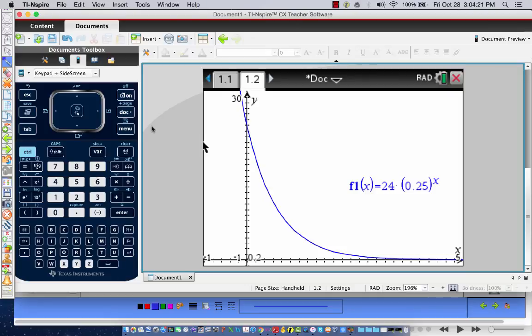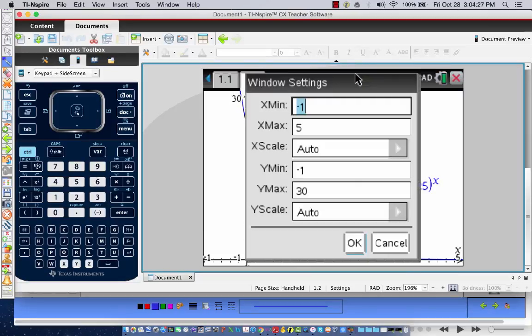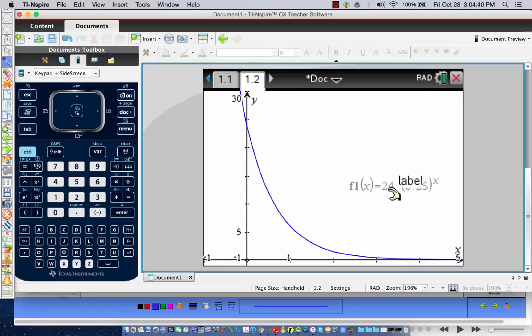And then I don't like these tick marks. I'm going to make them all 1, I think. Let's just go here. Menu, Windows Zoom, Windows Settings. I'm going to make my X scale 1. Oops, I got to highlight the whole thing. And my Y scale, since it goes up to 30, maybe 5 would be a good choice for a scale. Then it's a nice clean graph there.